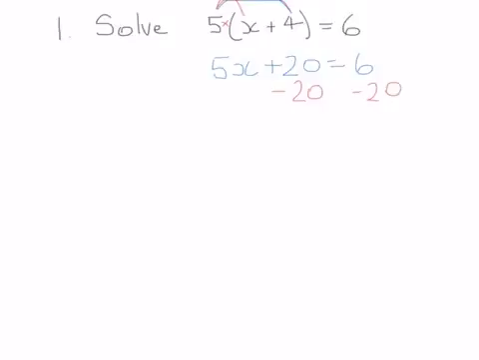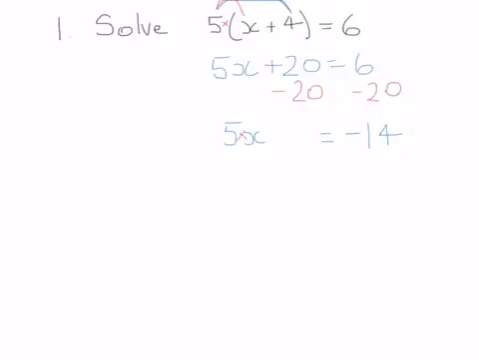Now, the 5x was there first, so it stays there. But the plus 20 and the minus 20 disappear, and on the other side you're left with 6 minus 20, which is negative 14. Now on the left hand side we've got 5x, which is actually 5 times x.